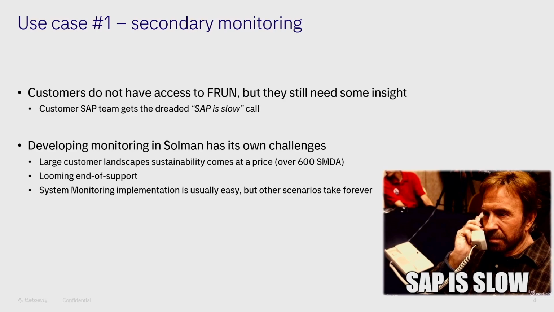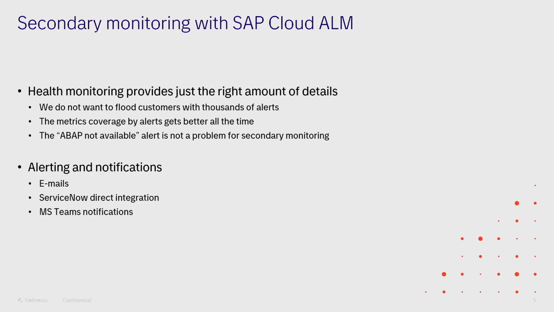So what we use for customers is SAP Cloud ALM and basically specifically health monitoring. What we like about health monitoring, and I will show it to you in a demo in a while, is that it does not really flood customers with too many metrics. From my perspective, the amount of metrics that you can see there is absolutely perfect for the scenario we are in. Customer is usually not that interested in some really low-level stuff. They need to see that users are connecting, that the response times are okay, that the system is running.